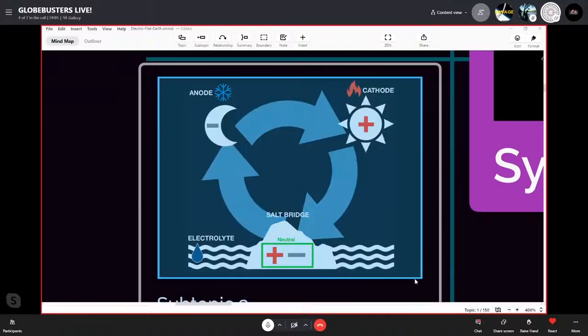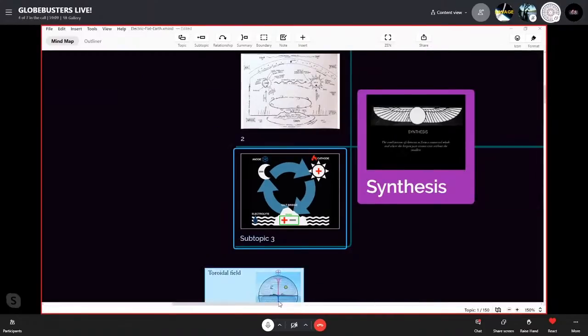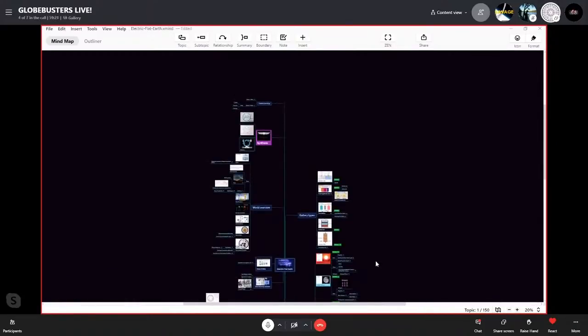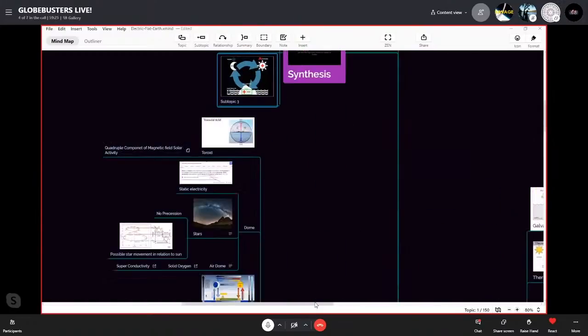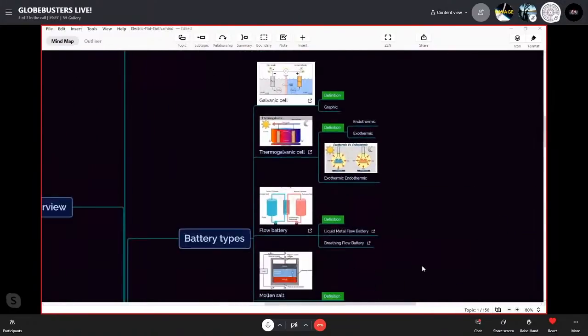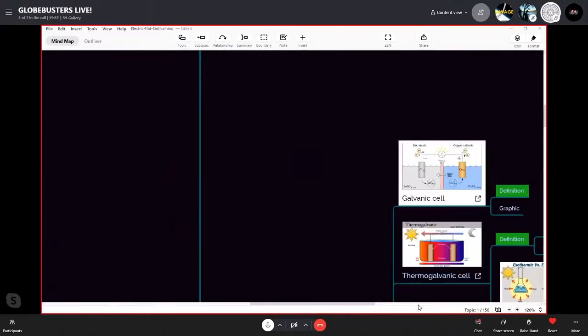There's also another battery that overlays with that one. Sorry, I struggle a bit with this program. No worries. But it's called a thermogalvanic cell, and that is basically a cell that has a temperature differential.